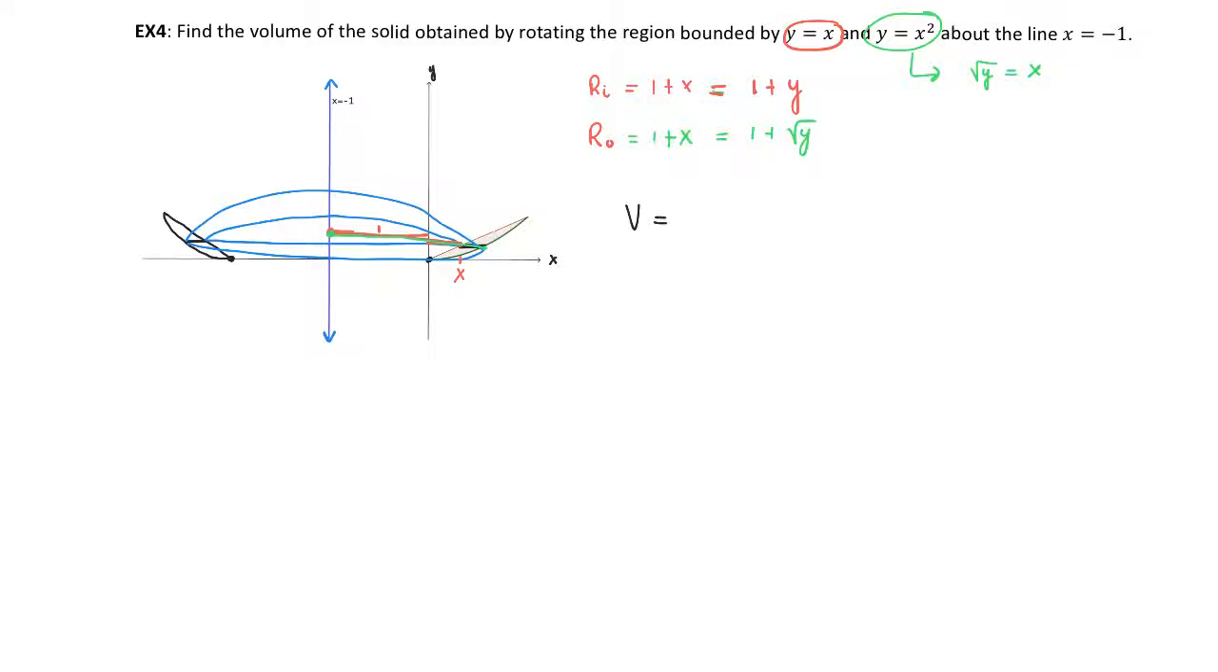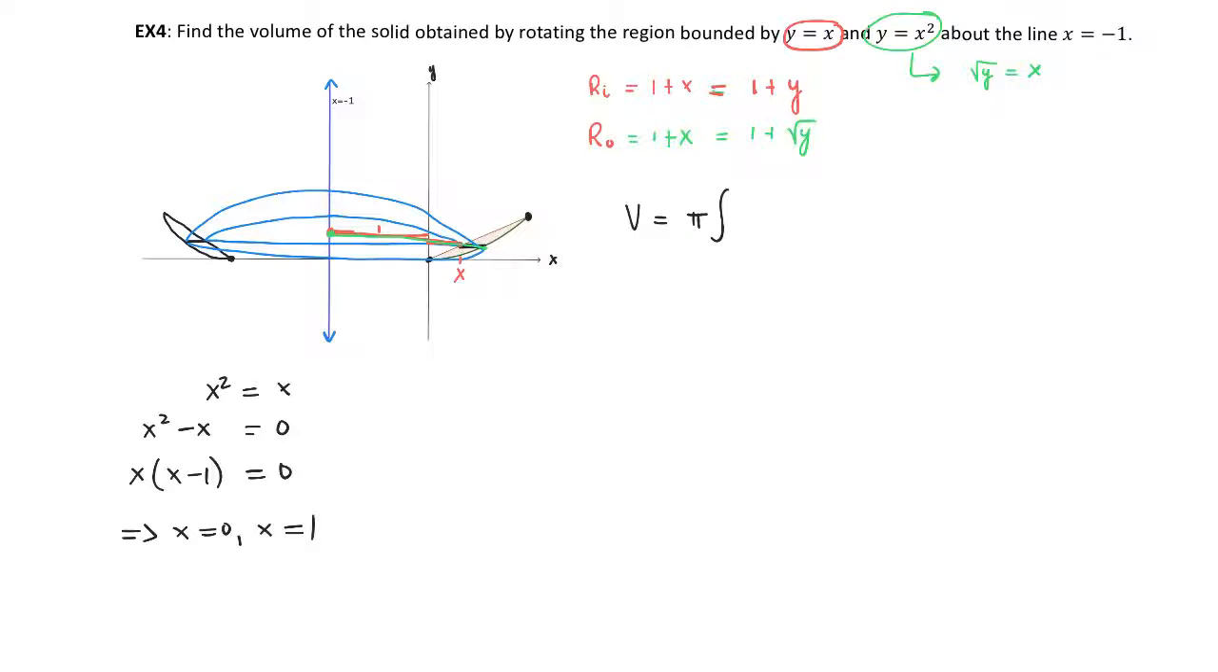Now that I have all of that, I can set up my volume. The volume is going to be pi times the integral. Let's see, we may have to find the limits of integration. So I need to find the point of intersection of those two graphs. I'm going to set y equals x and y equals x squared equal to each other. So when will x squared equal x? That means x squared minus x is equal to 0. x times (x minus 1) is equal to 0. That implies x is equal to 0 and x is equal to 1.